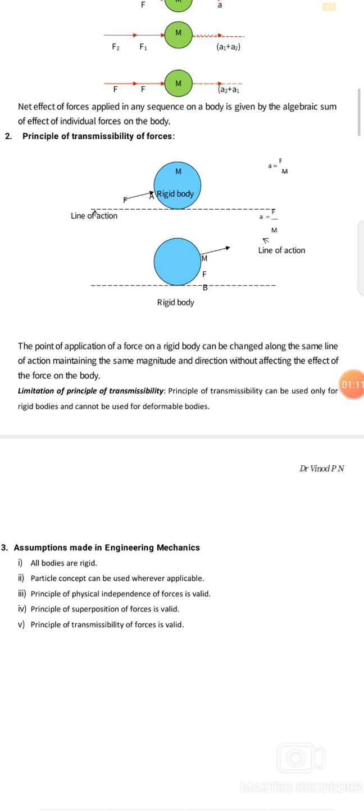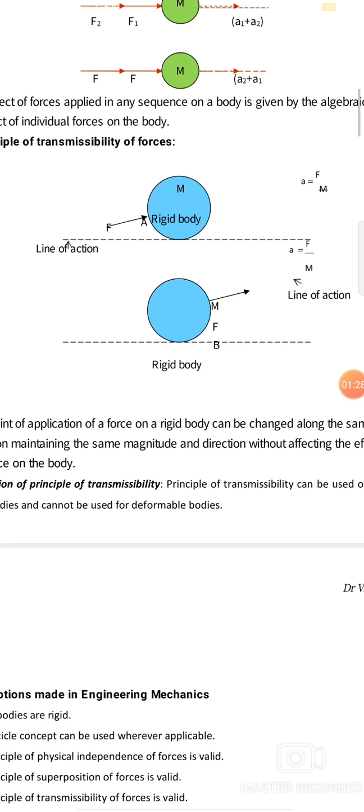The point of application of a force on a rigid body can be changed along the same line of action, maintaining the same magnitude and direction, without affecting the effect of the force on the body. We can see here there is a rigid body. It is nothing but the body which is fixed, the sphere which is kept on the floor. Here we can see there is a force.